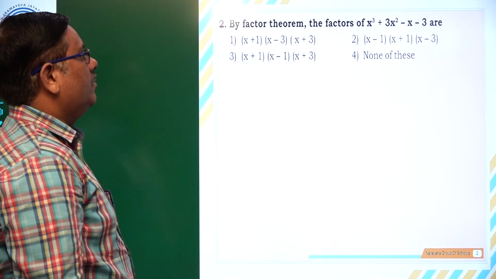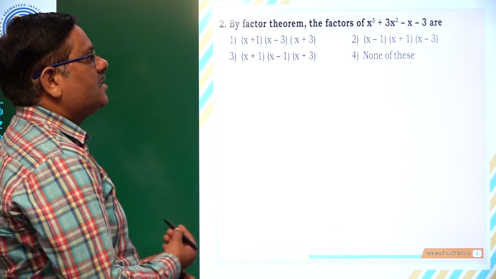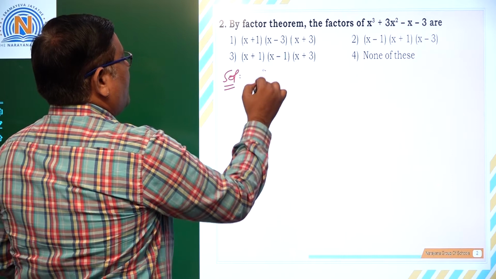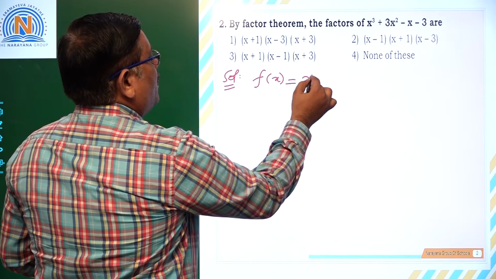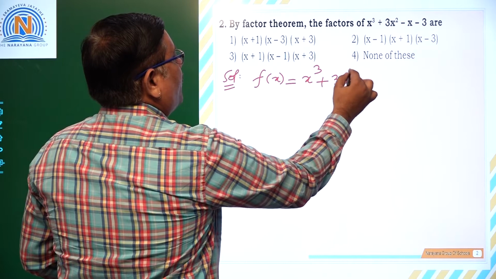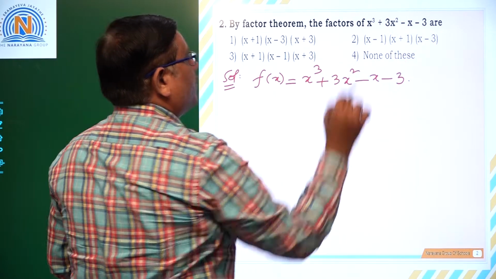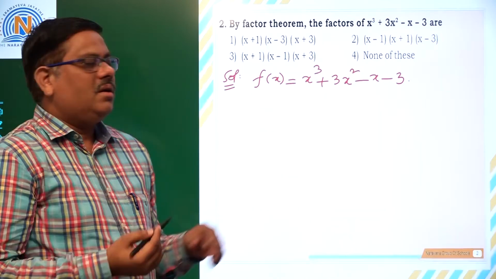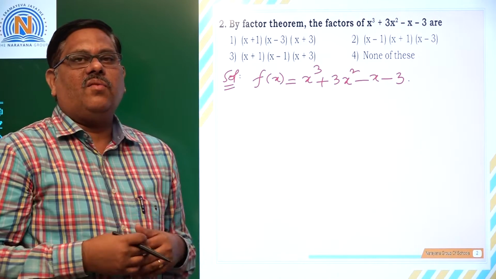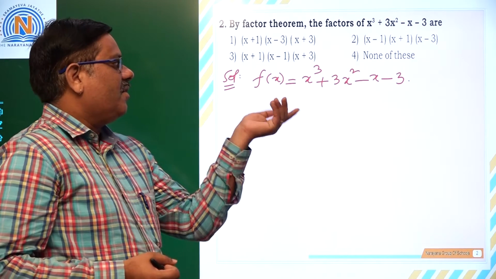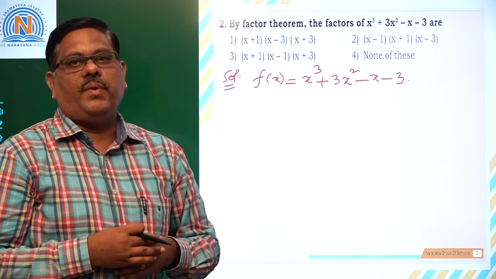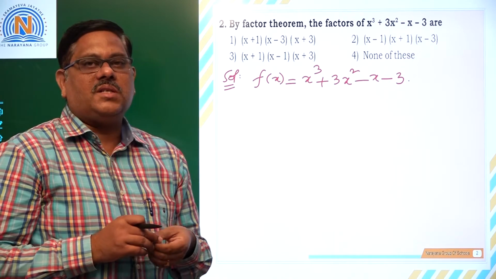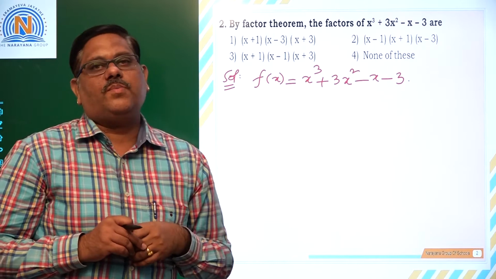By factor theorem, the factors of x cube plus 3x square minus x minus 3 are. First let us take the given function as f of x. F of x is equal to x cube plus 3x square minus x minus 3. How to use factor theorem? Here we can do one thing. We have to find an x in such a way that f of that x value is 0. Means by trial and error method, we have to choose one of the x values in such a way that it becomes 0 for this polynomial.